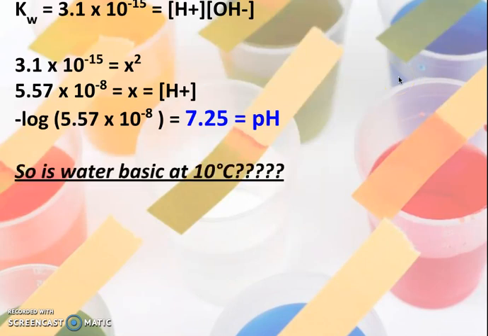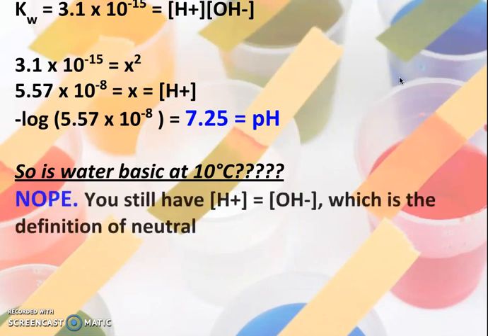So the question then is, is water basic at 10 degrees because my pH is above 7? And the answer is no. Because your H plus and your OH minus are the same, that's the definition of neutral. So the trippy part is pH of 7 is only neutral at 25 Celsius. If you change the temperature, you actually have to change the definition of what's neutral.